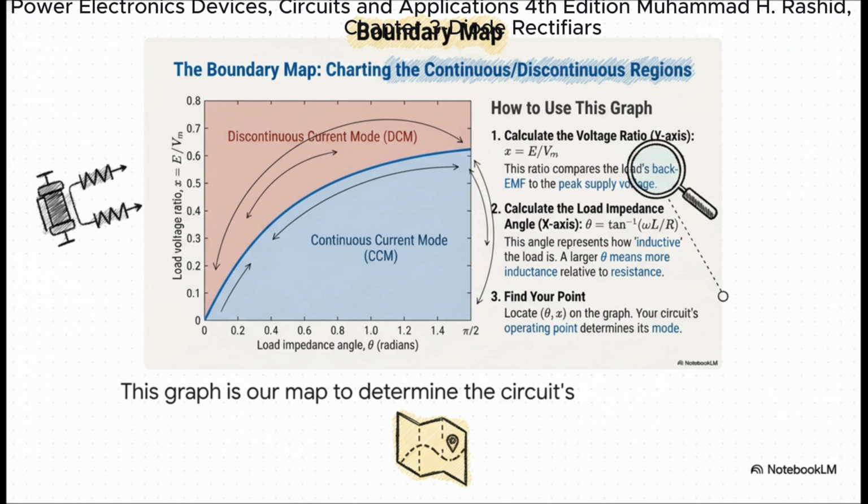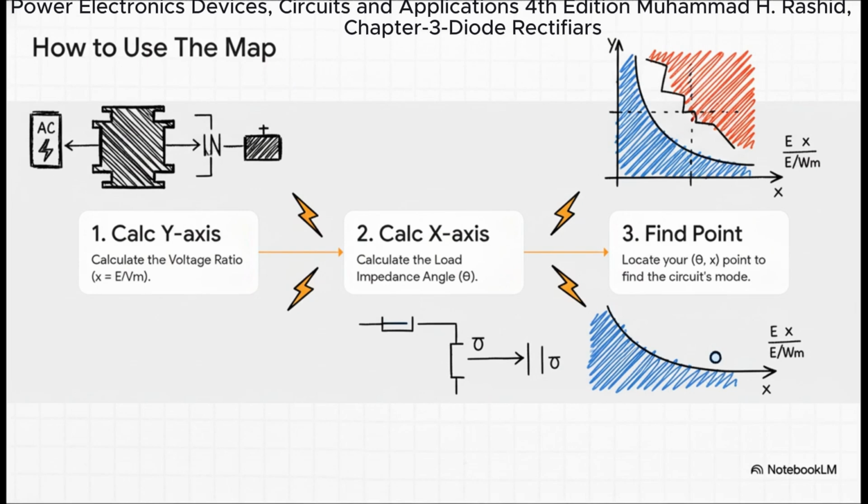The vertical y-axis is just the ratio of your back EMF to your peak supply voltage, and the horizontal x-axis is the load impedance angle, which basically tells you how inductive your load really is. And the best part? Using this map is super straightforward.